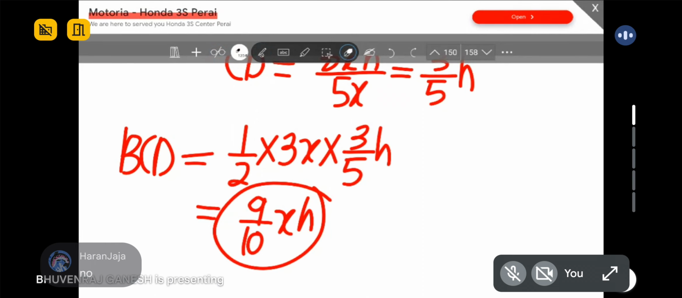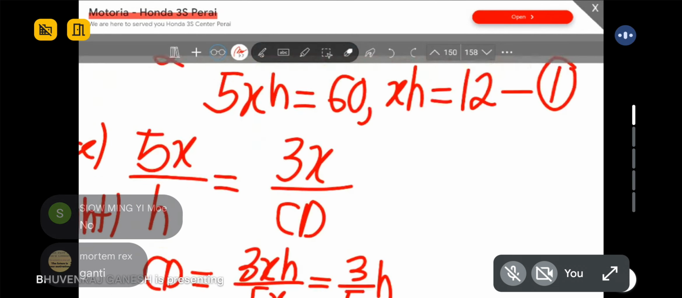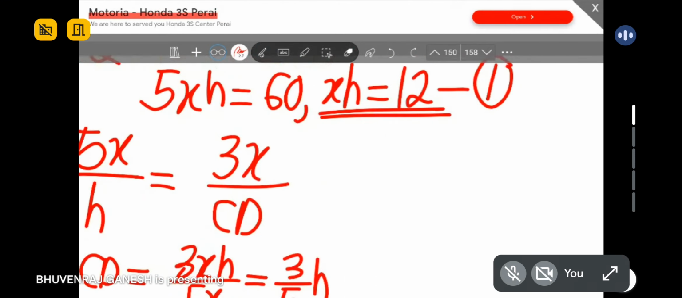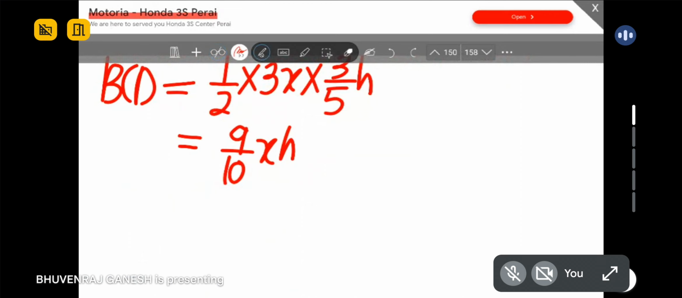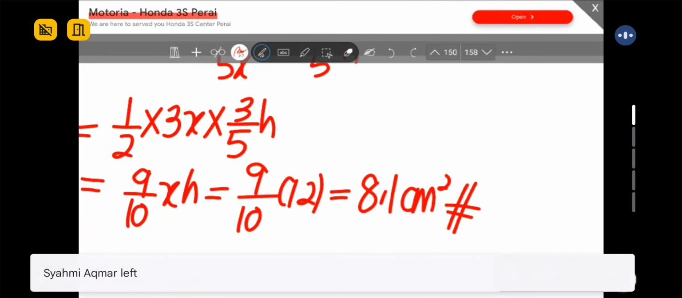You must find the value. Remember, kamu kena cari nilai. So how do I solve this, guys? If you notice, I already have xh, right? Xh sama dengan 12, yes. So you can actually substitute, guys. 9 over 10 times 12. So what will your answer be? You should get 8.1 cm square. So that is the answer, guys. All of you clear? Jelas on how to solve it?